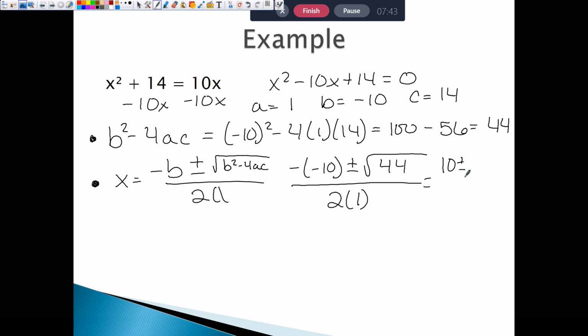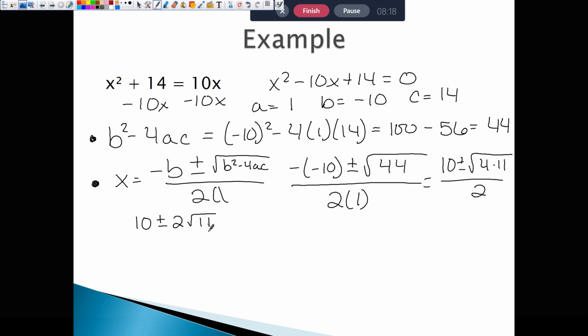Right, I can break apart 44. Remember how beforehand, in the first lesson for this, we took the square roots and we were breaking them apart? So this is where I'm going to find my exact answer. Okay? 4 times 11 is 44, so this is the same thing as the square root of 4 times 11. I'm going to continue this over here. So I have 10 plus or minus 2, because the square root of 4 is 2.